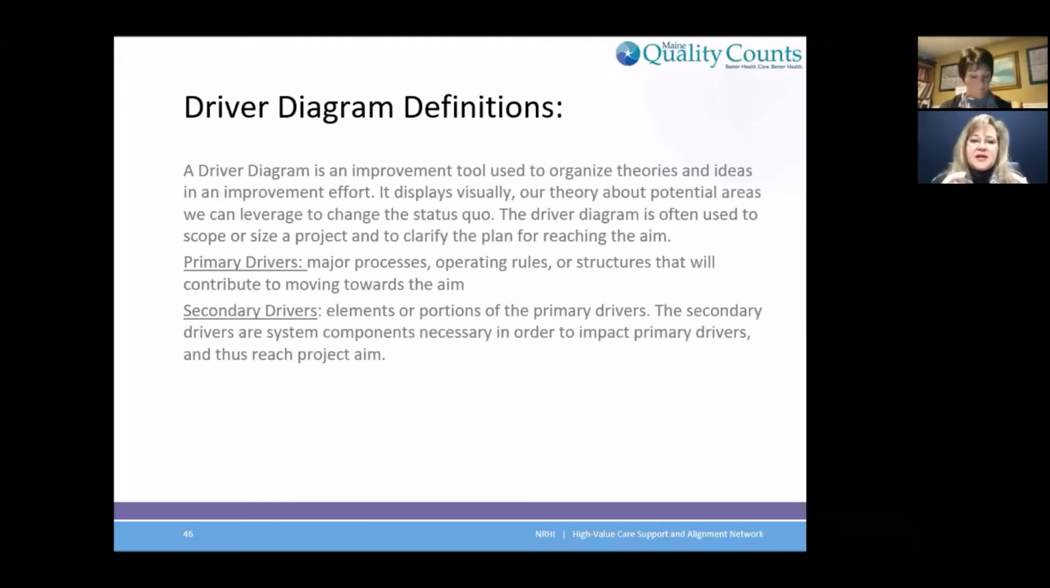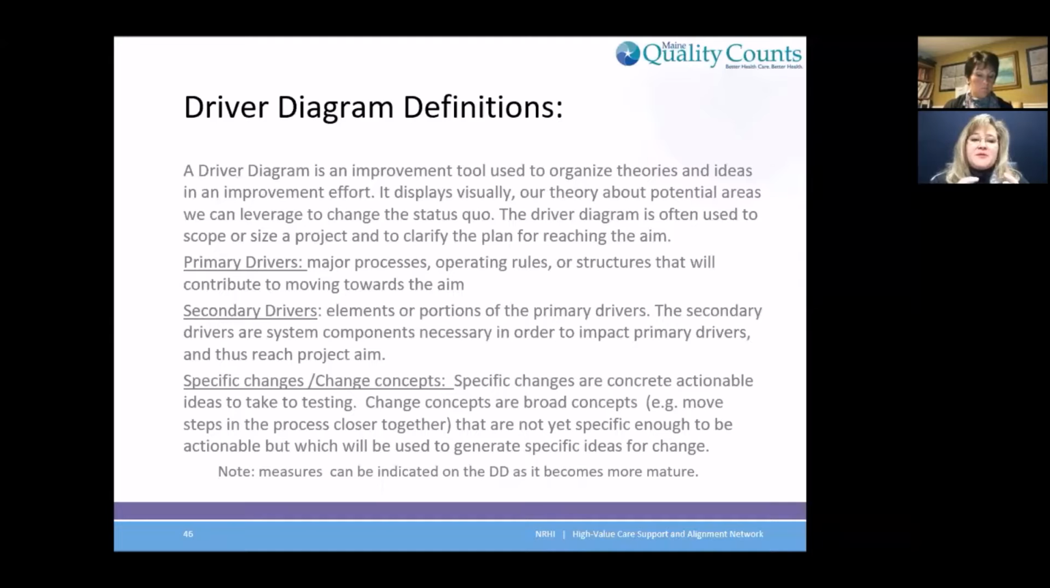The second piece is the secondary drivers. These are elements or portions of the primary drivers. These are what are important and what are going to help impact those primary drivers, and thus reach that global aim. And thirdly, we have the specific changes and change concepts. These are what we're going to do, those small tests of change. They're concrete, actionable ideas that we can take to testing.